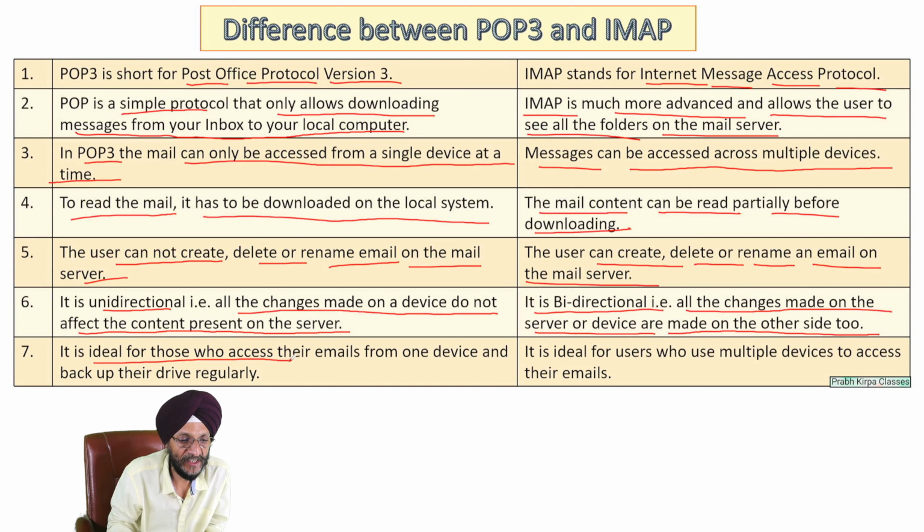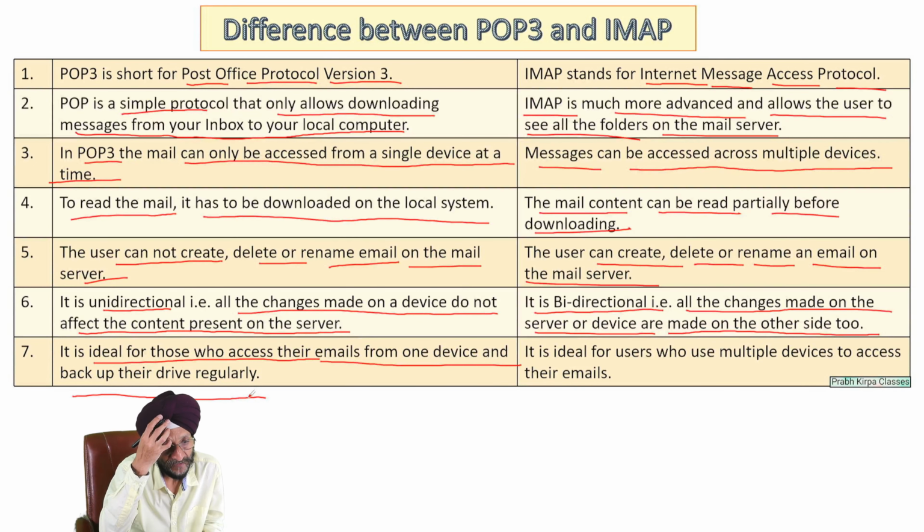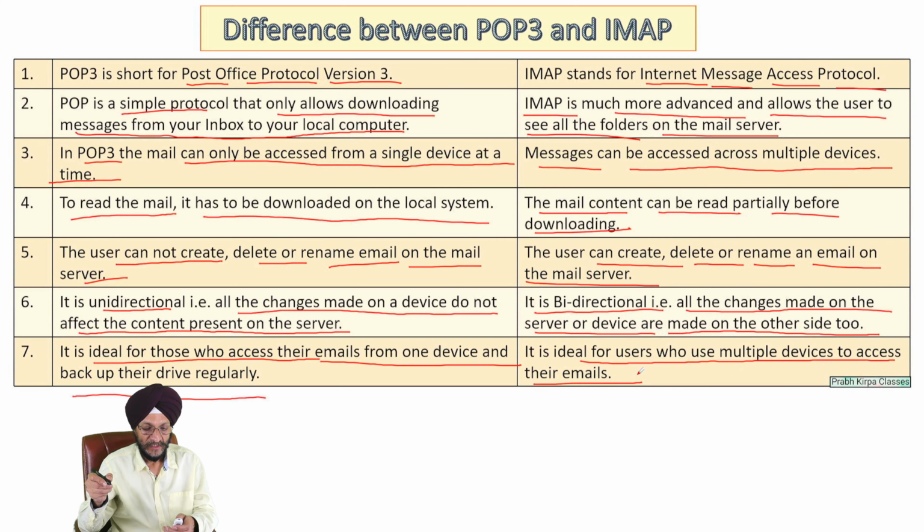POP3 is ideal for those who access their emails from one device and back up their drive regularly. IMAP is ideal for those users who use multiple devices to access their emails.